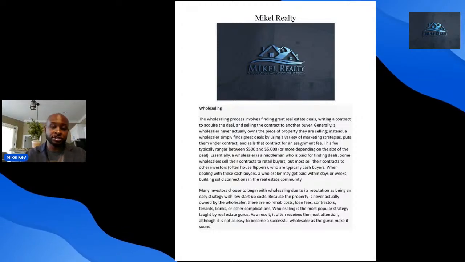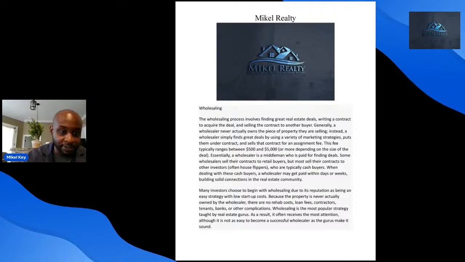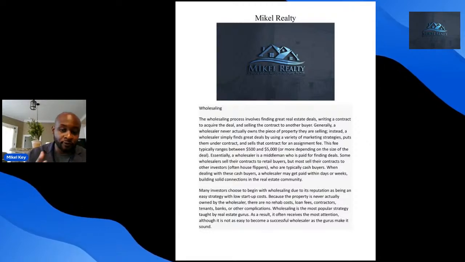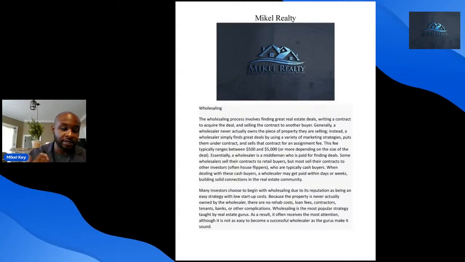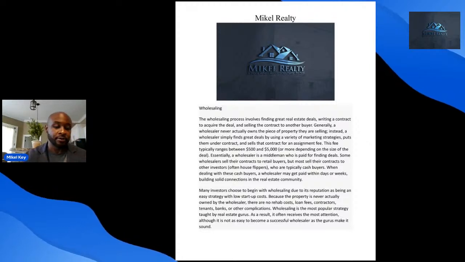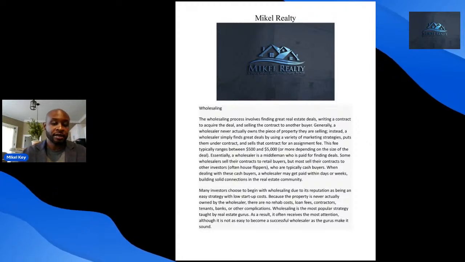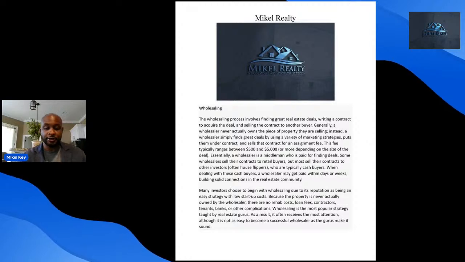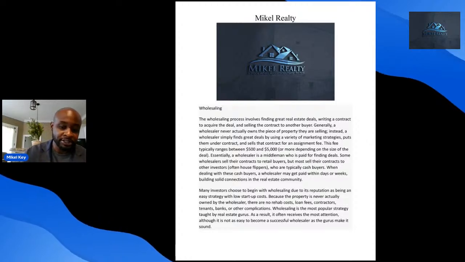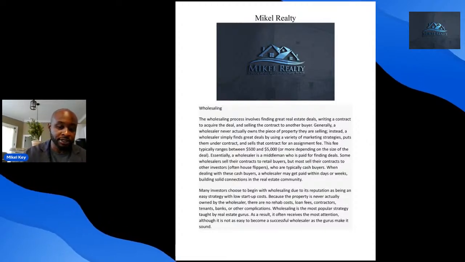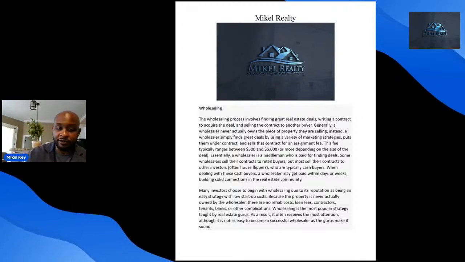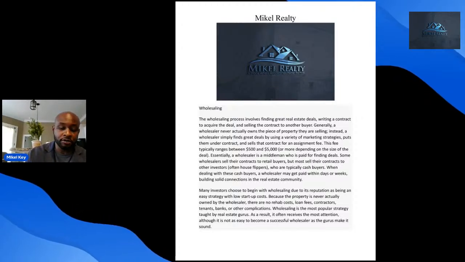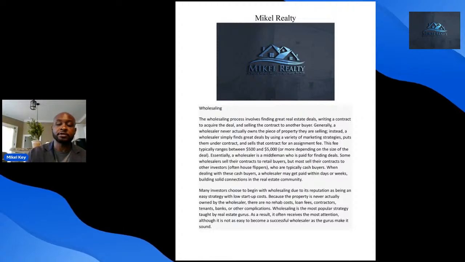So a wholesaler just goes around getting a bunch of properties under contract for a really cheap price, and then takes them to actual investors and tries to sell them, or what we call assign them, for a fee. Okay, and that's wholesaling. That's a quick overview of what a wholesaler does. It's a good way to build up cash. But there are a lot of different strategies that you can utilize to be very good at wholesaling.